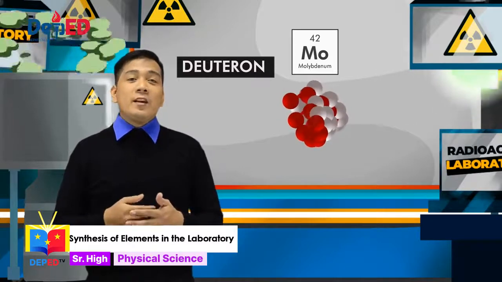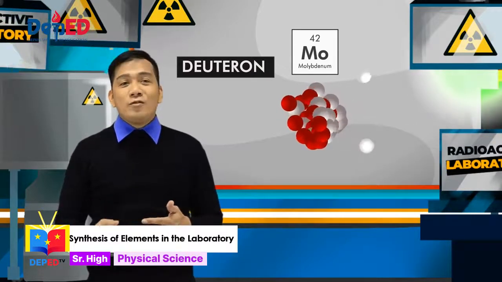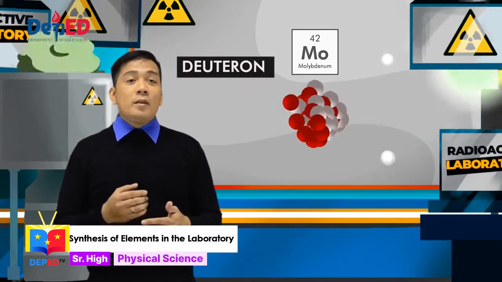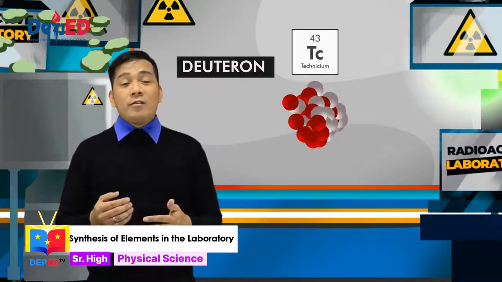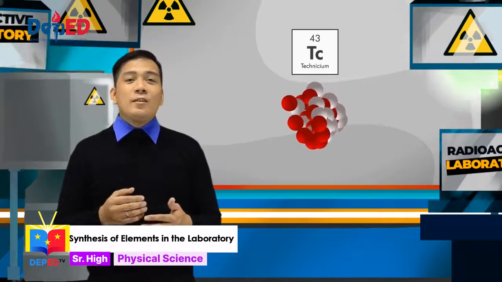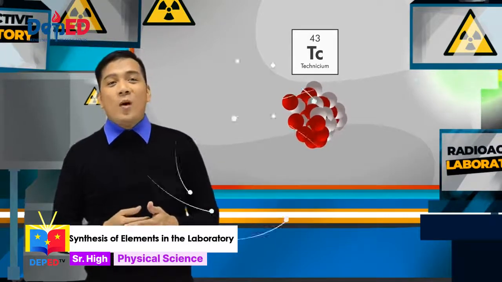When this deuteron hits molybdenum, its proton is attached to the nucleus and neutrons are emitted. The addition of 1 proton into the nucleus of molybdenum turns it into element 43 or technetium. If you look in your module, you will find that the nuclear process that led to the synthesis of element technetium was written this way.